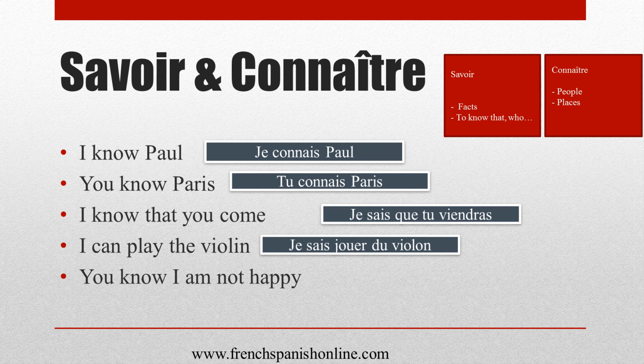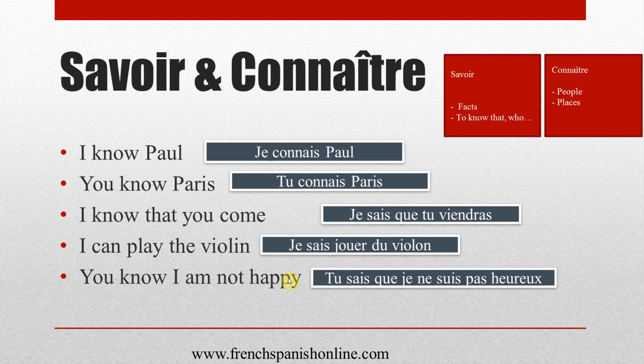And you know I'm not happy. So you know I'm not happy, it's a fact. So we are going to use the verb savoir. But there is a second reason actually, because the correct sentence in English is you know that I'm not happy. So there is a clause. Two reasons to use the verb savoir. Tu sais que je ne suis pas heureux.